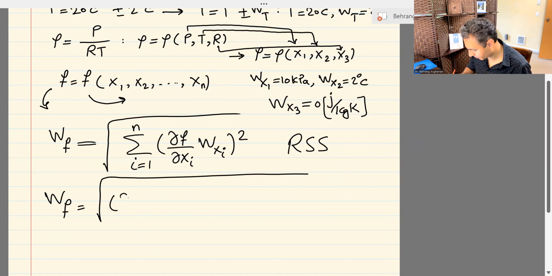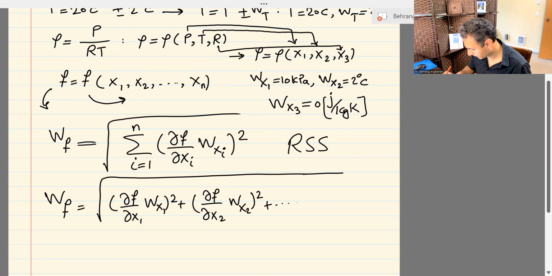W_f would be the square root of the partial derivative of f with respect to x1 times the uncertainty of x1, squared, plus the partial derivative of f with respect to x2 times the uncertainty of x2, squared, plus the partial derivative of f with respect to xn times the uncertainty of xn, squared, like this.